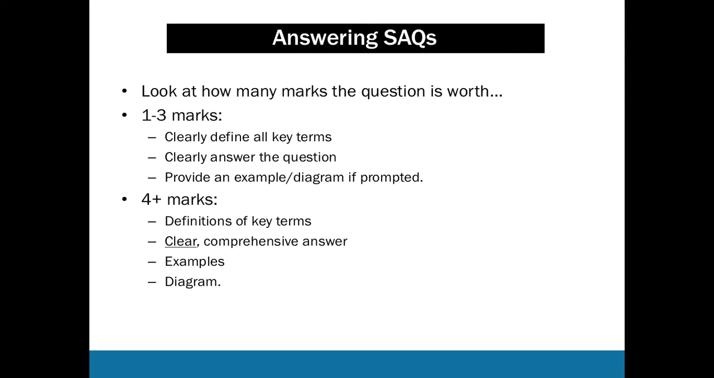In a 4+ mark question is where things start getting tricky and the lines start getting blurred about where marks are earned. What you will always need to do is define the key terms, provide a clear and comprehensive answer to the question using the words of the question, provide examples. Even if you're not prompted and you know an example, provide one. And if there's space for a diagram, or if you can draw a diagram that's relevant, draw it. That is where the marks come from.